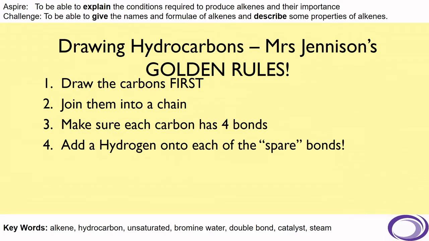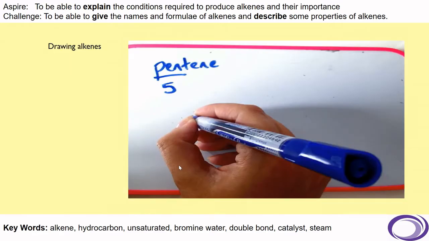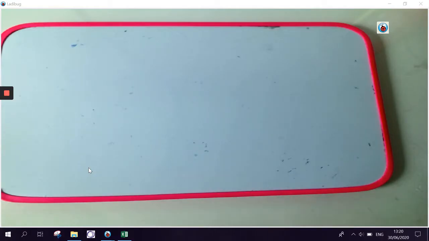Now, we still use the golden rules when we are drawing these, but when we join the carbons into a chain, we incorporate that double bond. So I'm going to show you how to do this in a video. Now I'm going to insert a video here on drawing alkenes, and then we'll ask you to draw some alkenes following from that. I'm going to model drawing an alkene using the golden rules.